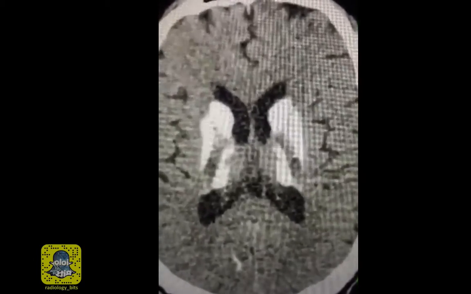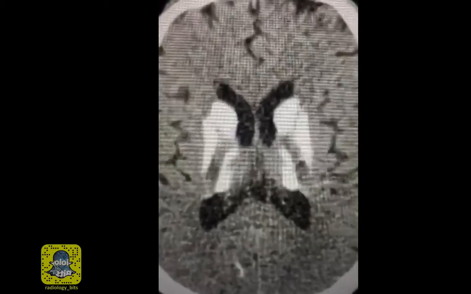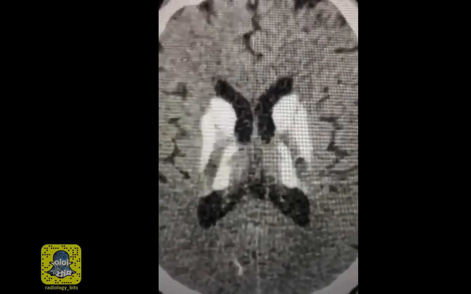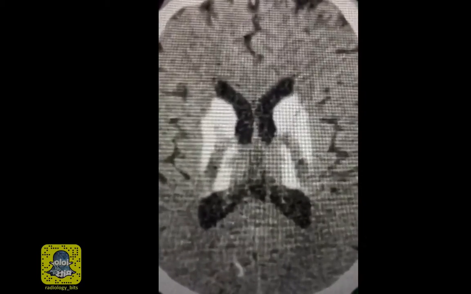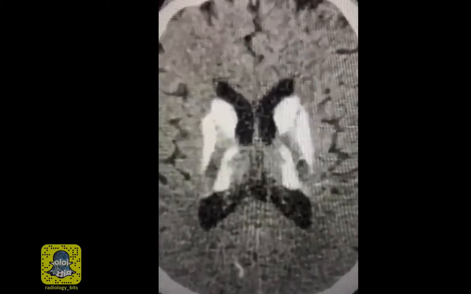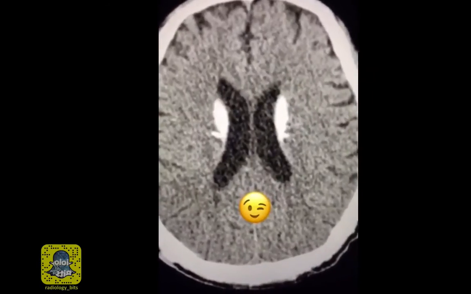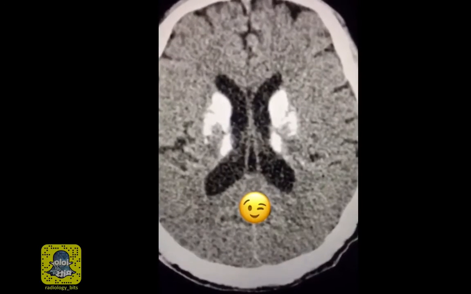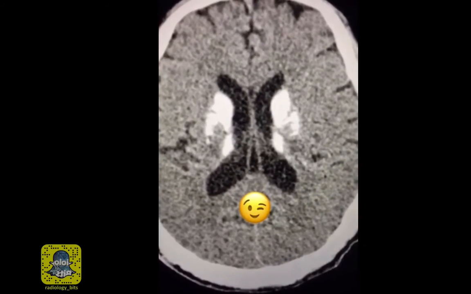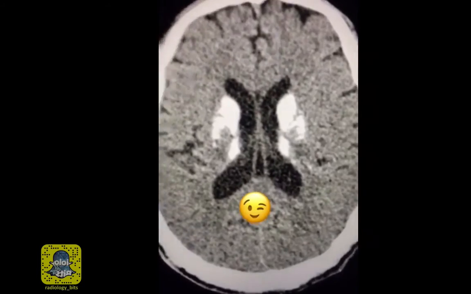Now, other metabolic disorders that could lead to the same thing would be hypoparathyroidism, pseudohypoparathyroidism, and pseudopseudohypoparathyroidism. We're not going to go over these very rare metabolic entities, but they're famous entities. You know what? Just say them, they make you look good.